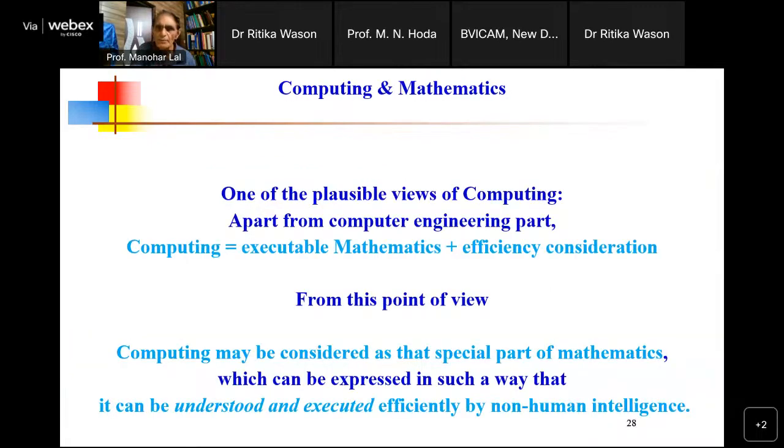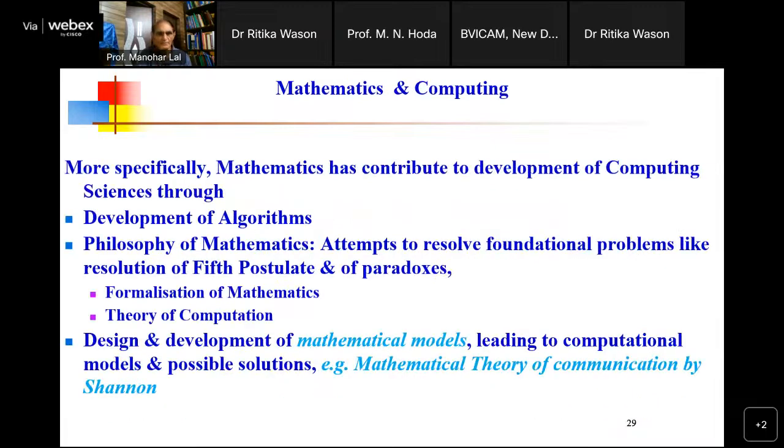Hence, one of the plausible views, as I mentioned earlier, apart from the computing engineering part, is that computing equals executable mathematics plus efficiency consideration. From this point of view, computing may be considered as that special part of mathematics which can be expressed in such a way that it can be understood and executed efficiently by non-human intelligence. Also, as I told in the previous lecture, computers are a different type of intelligence, and for the purpose of communication between the two, we have some formal languages.